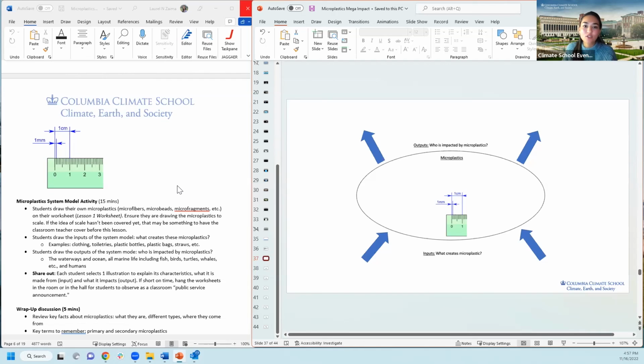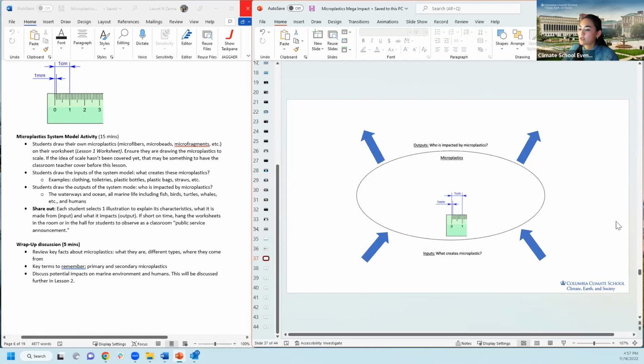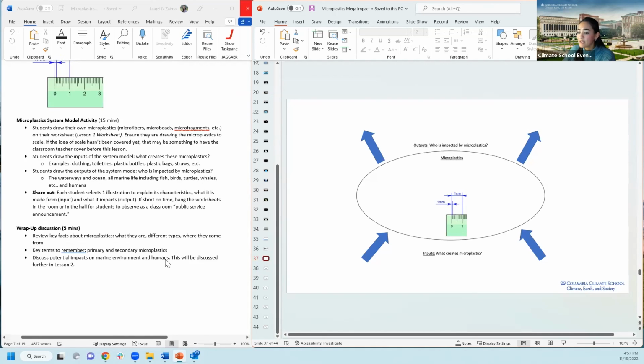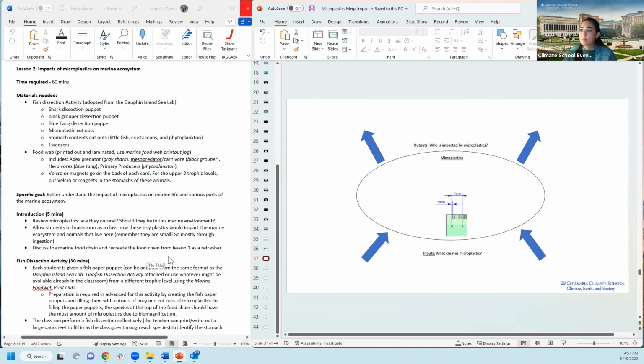And so when we create solutions, we have to also think transdisciplinary as well. So this is just a nice way to get your students to start thinking about microplastics and the definition of them. Then lesson 2 would be about microplastic impacts on the marine ecosystem.